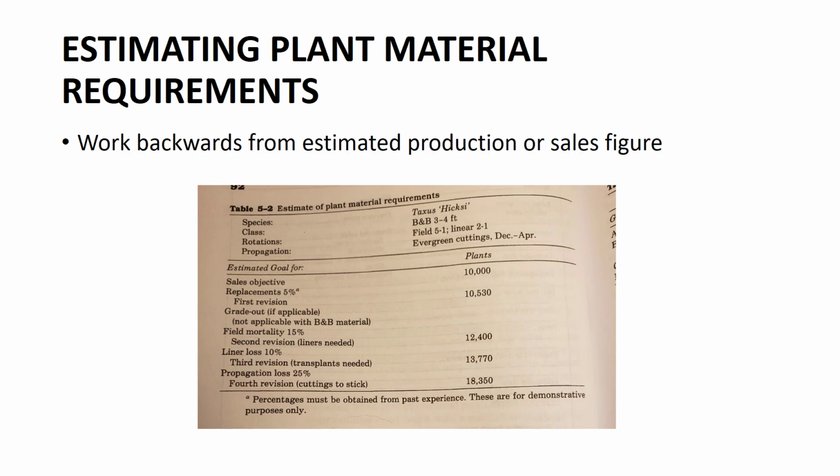For example, if the production goal is 10,000, 10,000 represents 100%. If replacements are 5%, 10,530 plants must be produced to meet sales plus replacements. 10,000 divided by 0.95 equals 10,530.